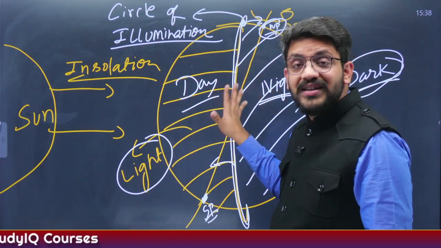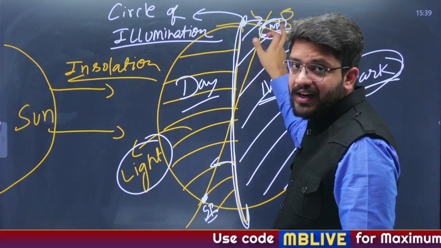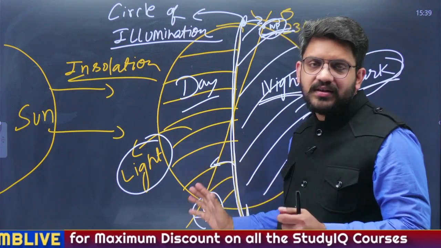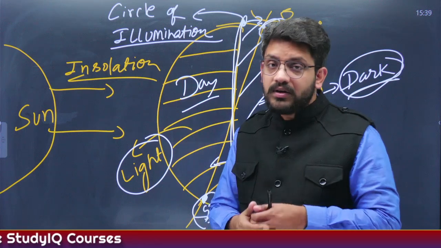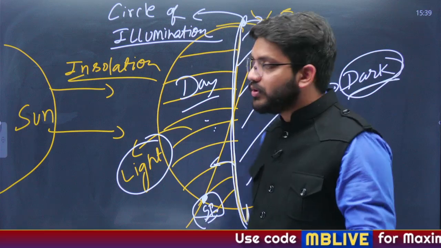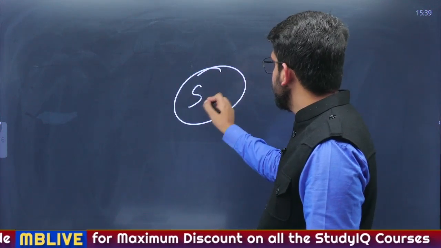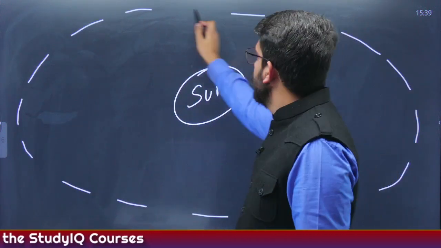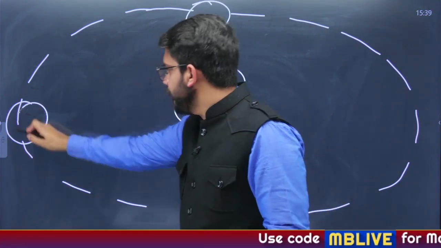If Earth was stationary, this will be the position. You will always find night at the North Pole and you will always find day at the South Pole. If Earth was stationary, with no revolution movement, or if Earth is not revolving around the sun, this situation will be there. But we know Earth performs two types of motion. The second motion is of, this is the sun, this is the orbit, and here you will find Earth.